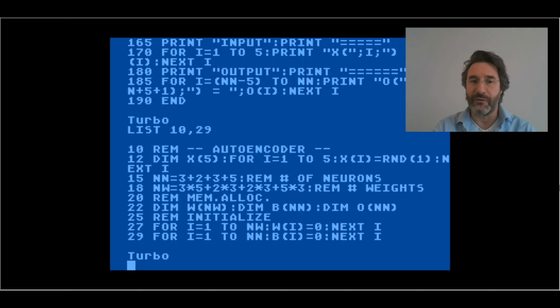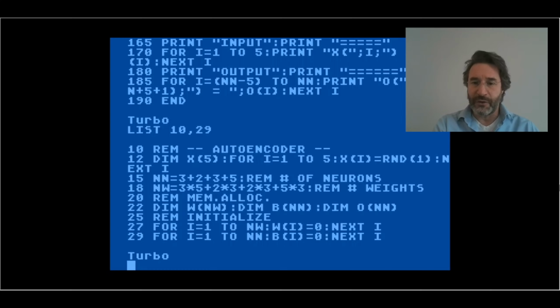On line 20 then, we start to allocate in memory a few arrays that we need, and in particular on line 22 we define the arrays W, which are going to contain the weights. We define the array B, which is going to contain the biases of the neurons, and eventually we define the array O, which will contain the output for every neuron that we have in the autoencoder. Then from line 25 until line 29, we assign an initial value for the weights and the biases. In this particular case, for now, we keep everything equal to 0 because we are going to run a few examples to see what happens.